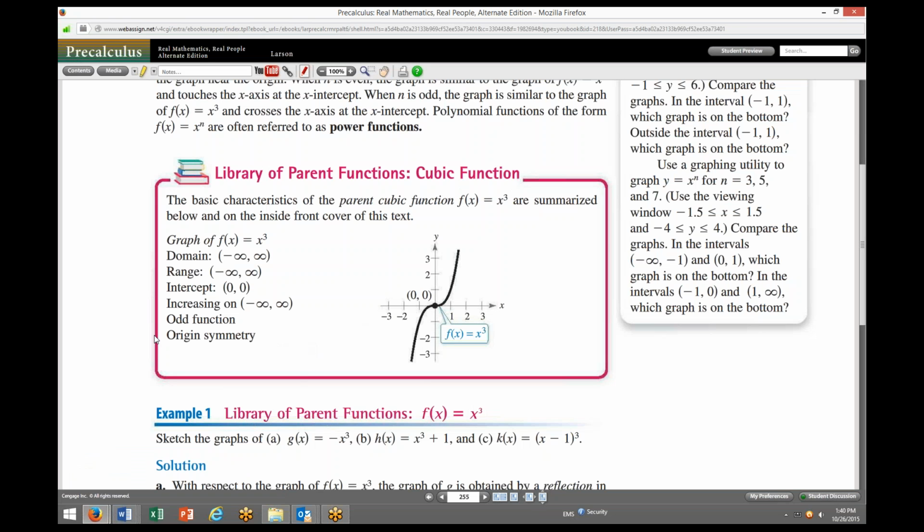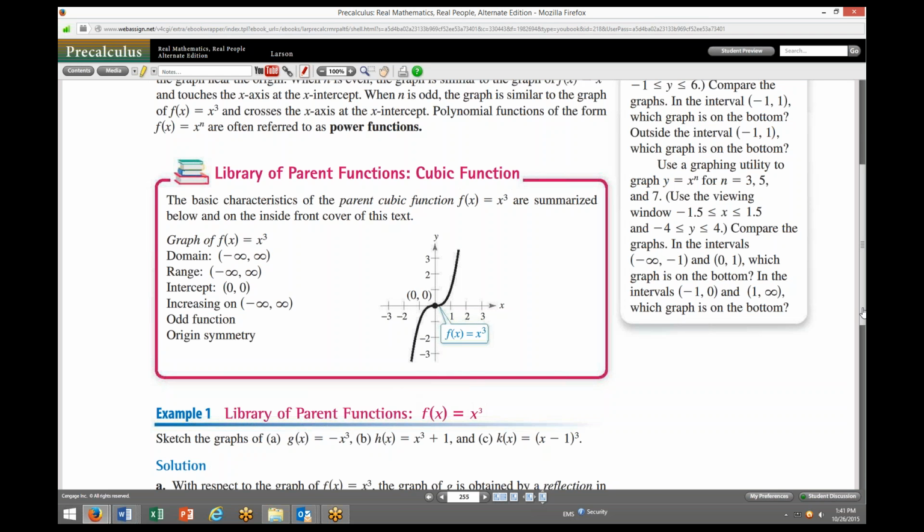Interestingly, it's increasing on every single interval upon which it exists. So it's increasing everywhere, we say. This function never goes down to the right. It doesn't even stay constant to the right. It's always increasing as x increases, y is always increasing as x is increasing. So the entire function is increasing everywhere. That's y equals x to the third.